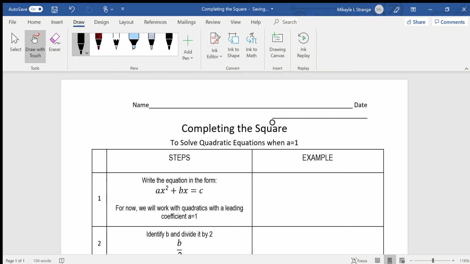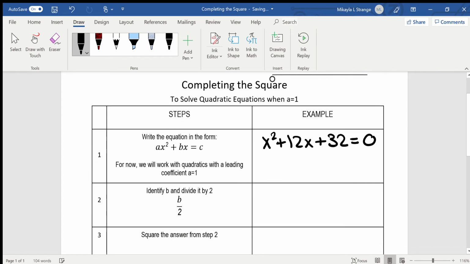So today we're going to be completing the square to solve quadratic equations when a is equal to 1, aka when my lead coefficient is 1. In this case, our example is going to be x squared plus 12x plus 32 is equal to 0. I need to get the equation in this form, and in order to do so, I'm going to subtract 32 from both sides, and that's going to give me x squared plus 12x is equal to negative 32.